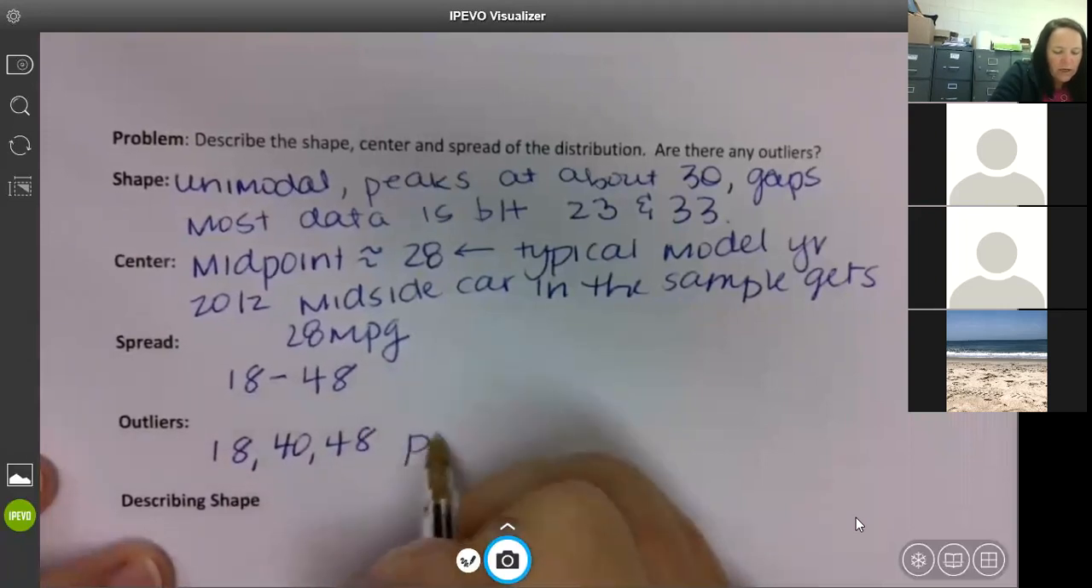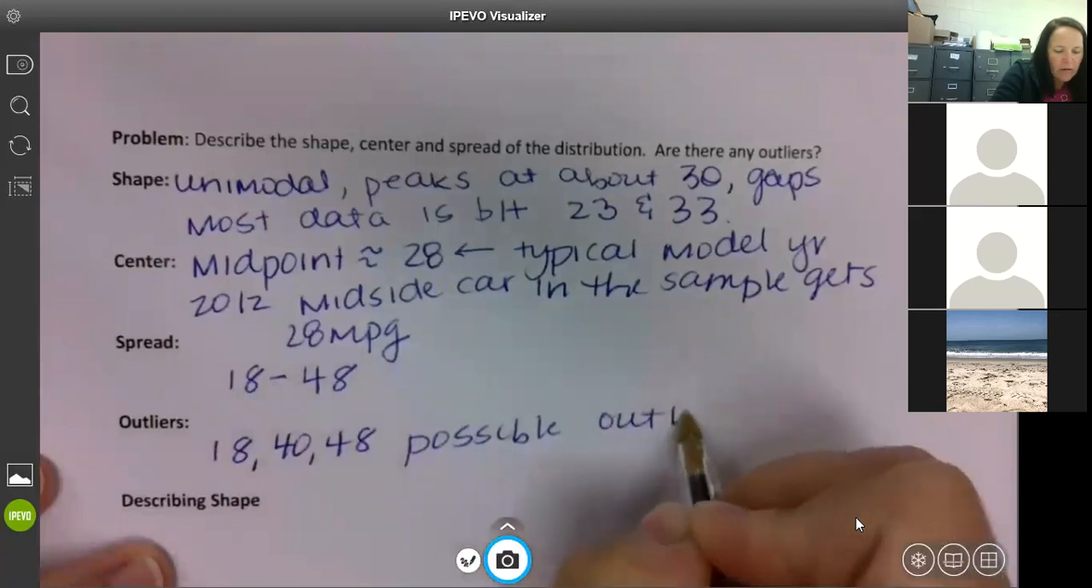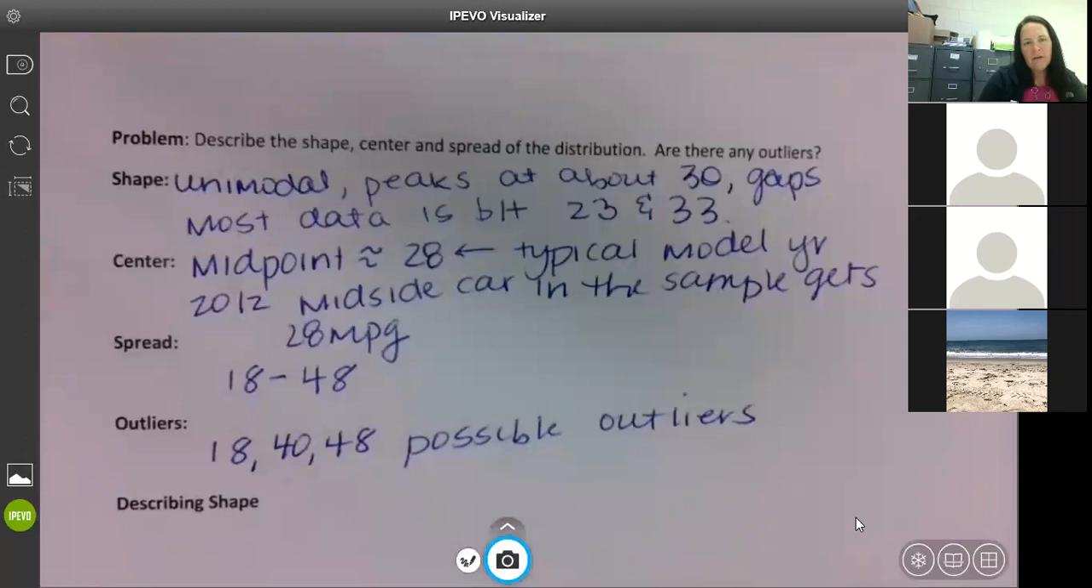And for now, we're going to call them possible outliers. You should always call them possible outliers unless you've done the math to prove that they are. Okay? If you say 18, 40, and 48 are outliers, you have to have the math to prove it. If you say that they are possible outliers, that just says, okay, we noticed that they're sticking out there, but we're not sure if they're exactly outliers. I know that sounds crazy, but it's fine.